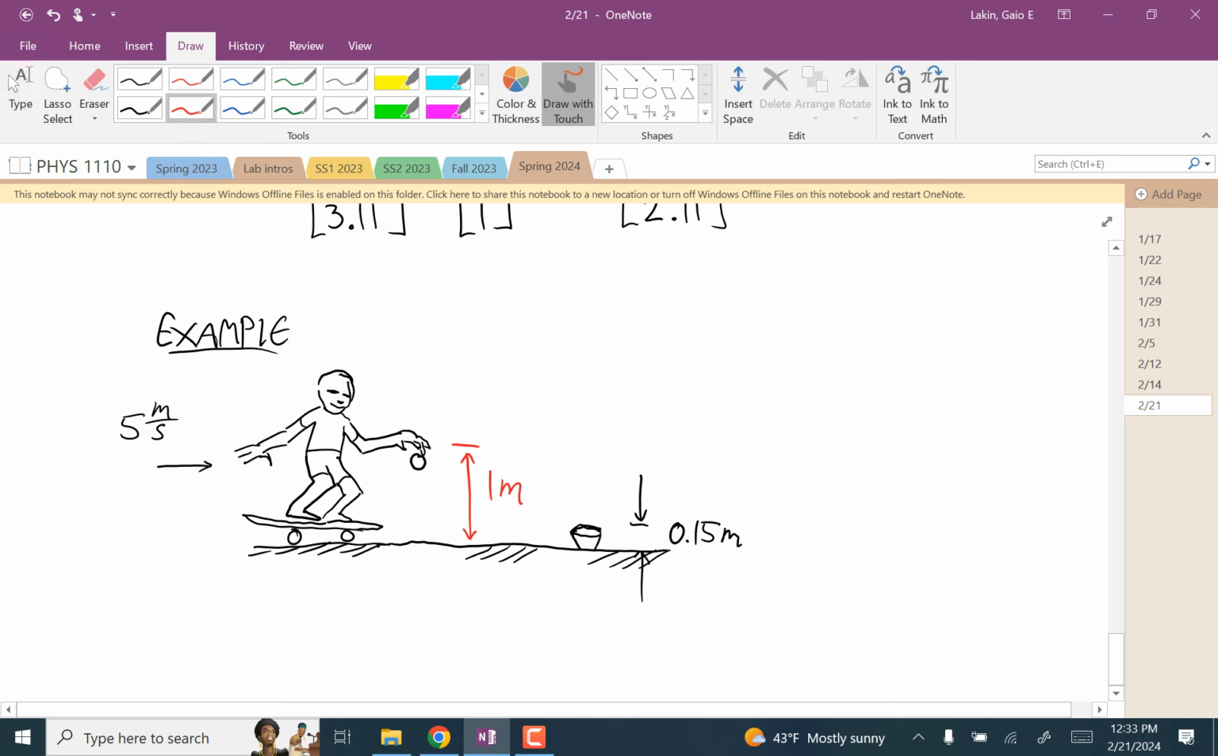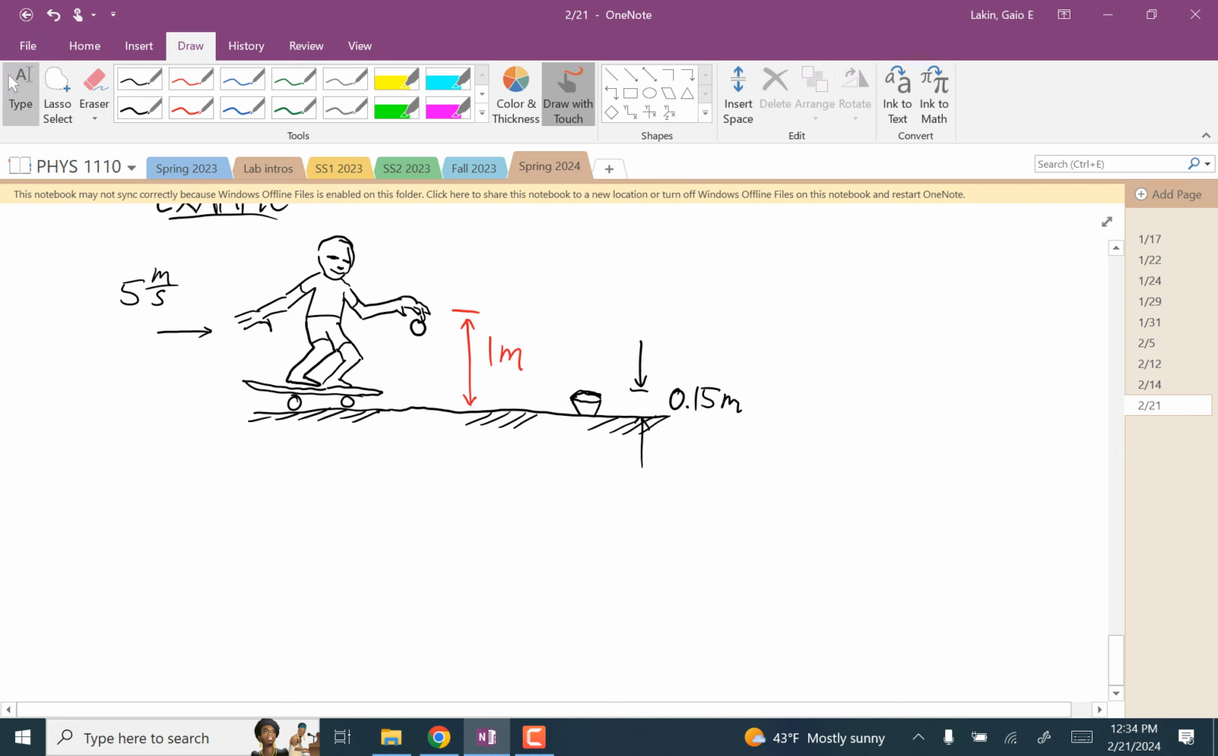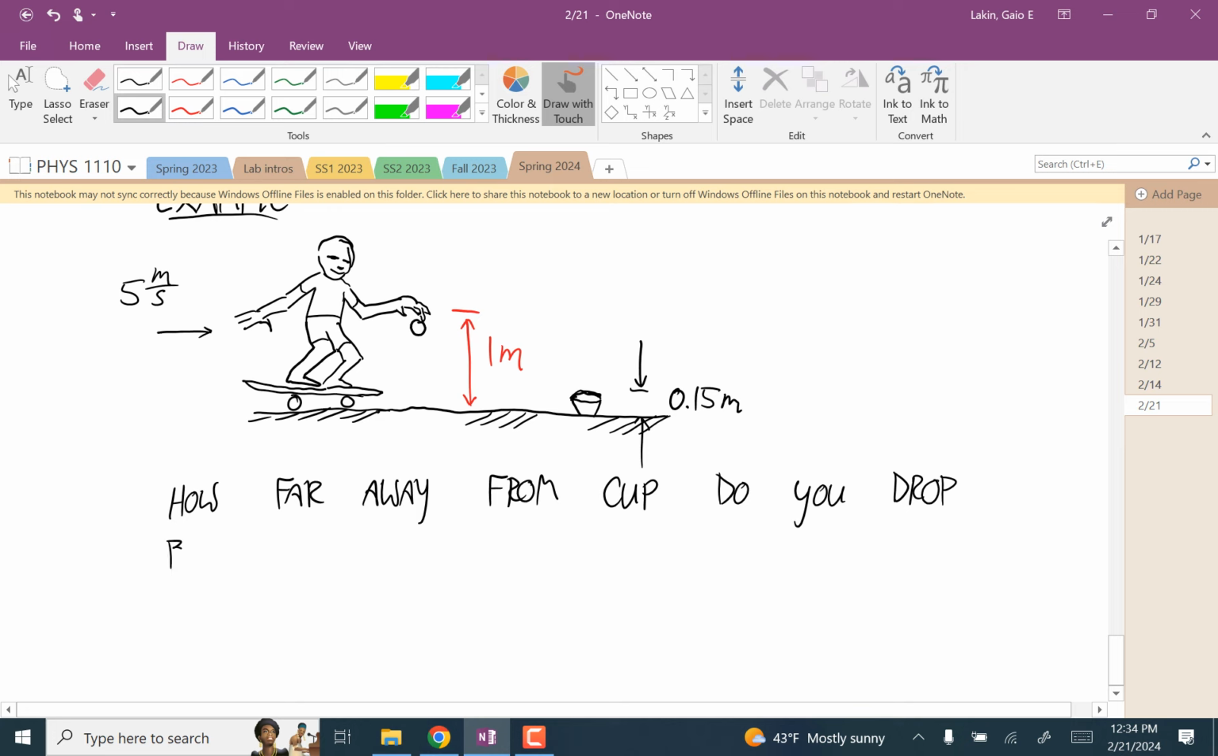Okay, so the question is, you're going to put tape on the floor somewhere so you know when to drop it. Where do you want to put the tape on the floor? How far before the cup do you need to drop this ball so it goes right in the cup? So how far away from the cup do you drop the ball?